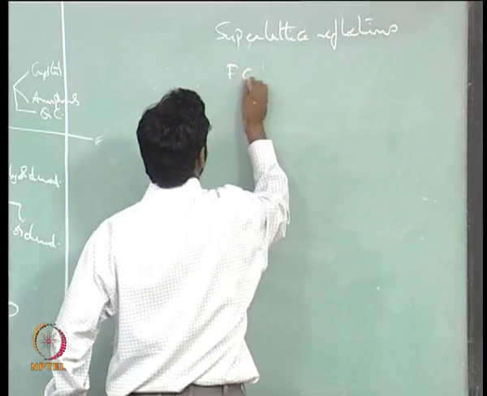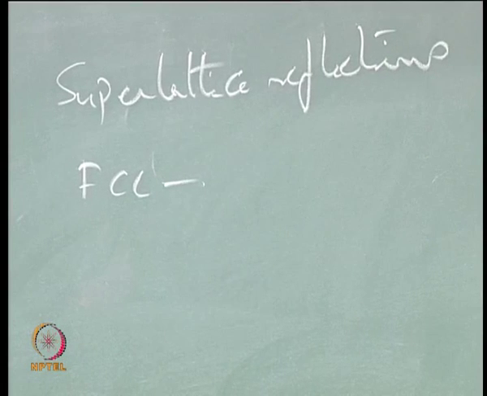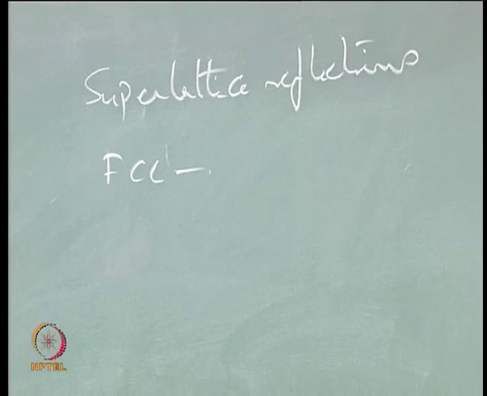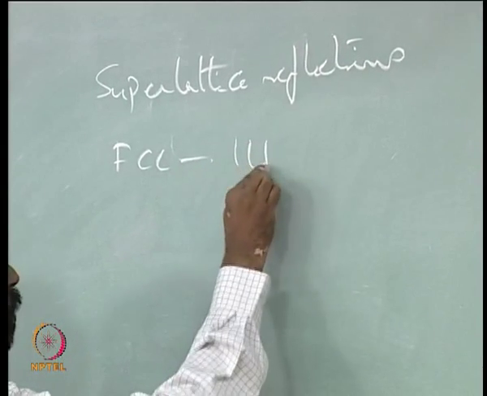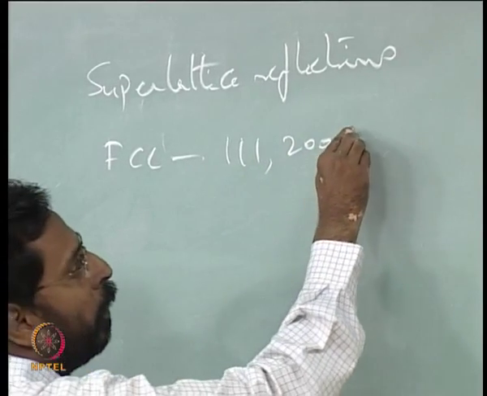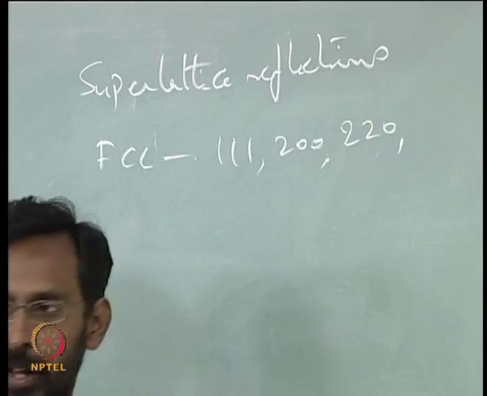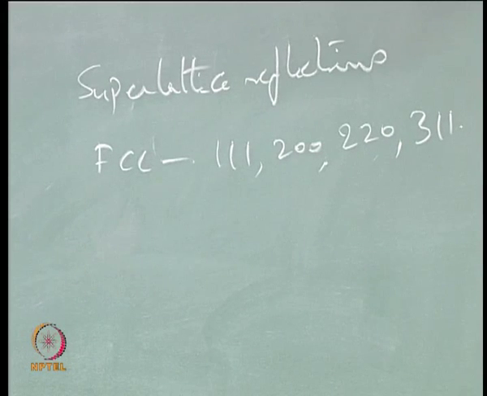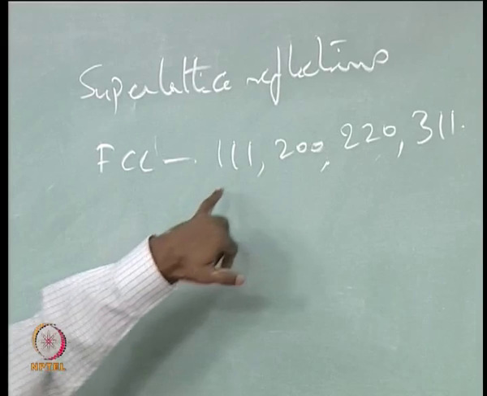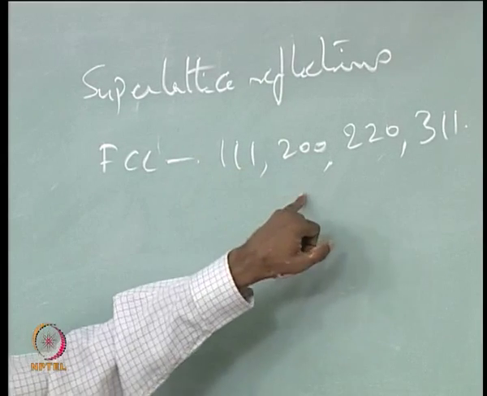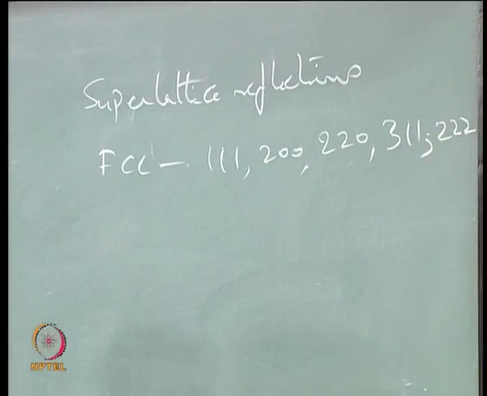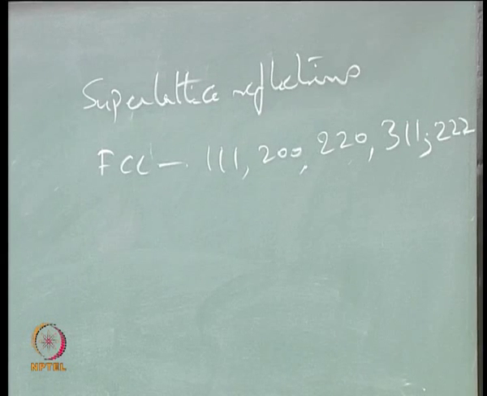In case of FCC, what are the fundamental reflections? I am asking what are the reflections, you are telling me what is h square plus k square plus l square. 1 1 1, 2 0 0, 2 2 0, 3 1 1. What is the rule it follows? All should be unmixed. Okay. So, that is how, as she says, this is h square plus k square plus l square being 3, 4, 8, 11 and 12. 12 is 2 2 2.